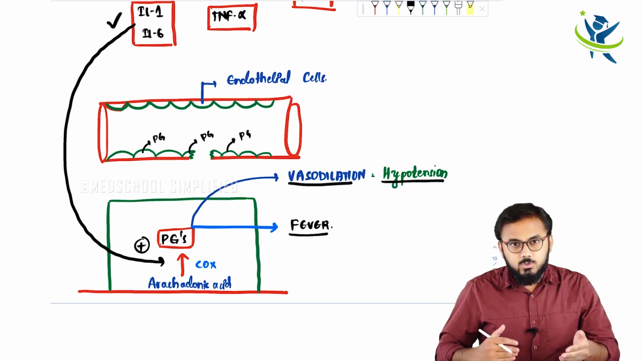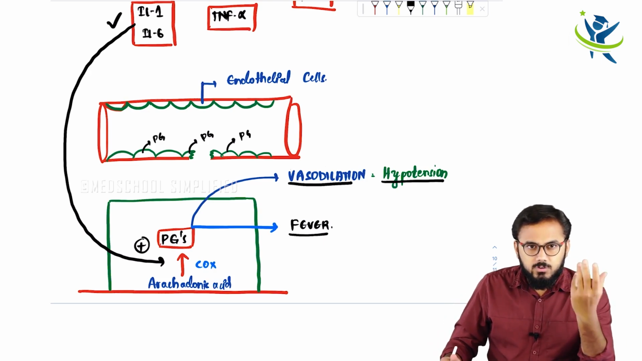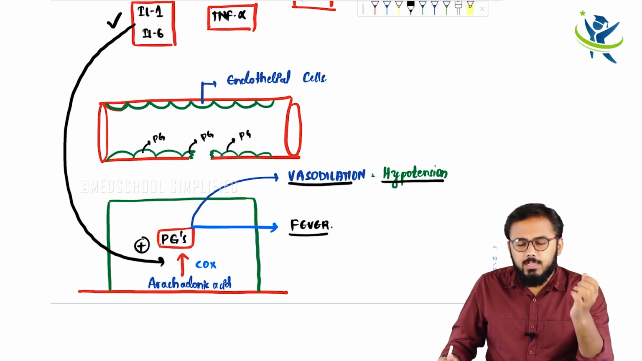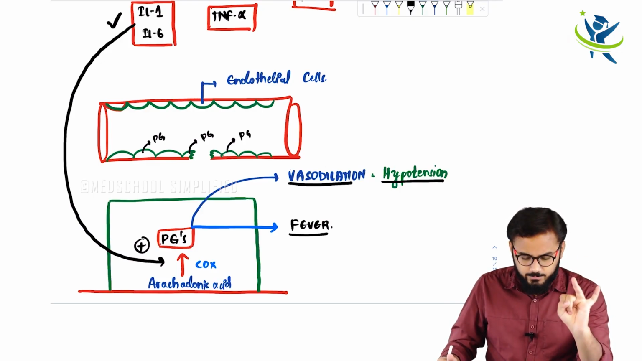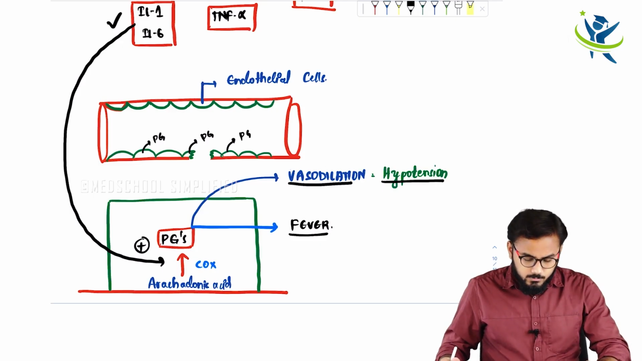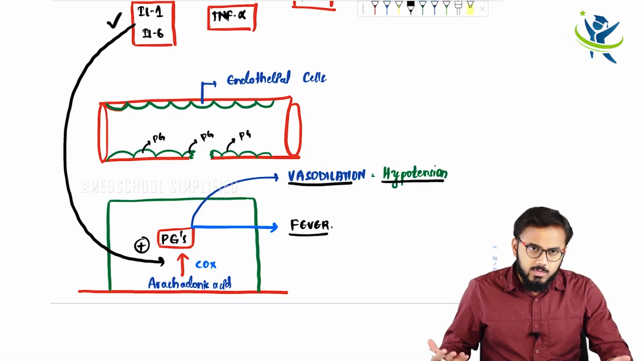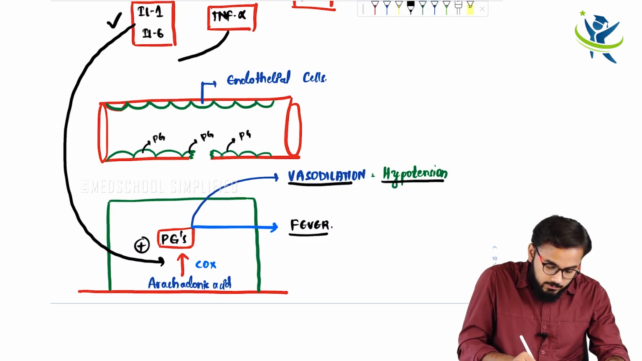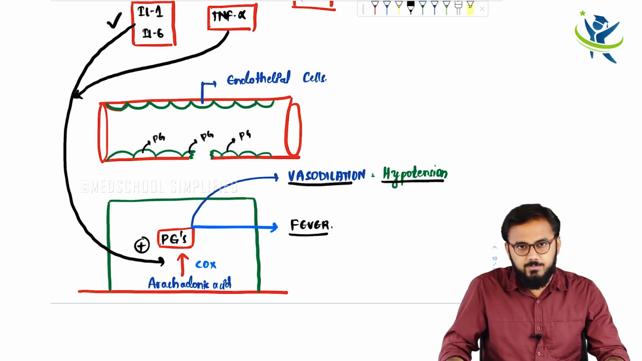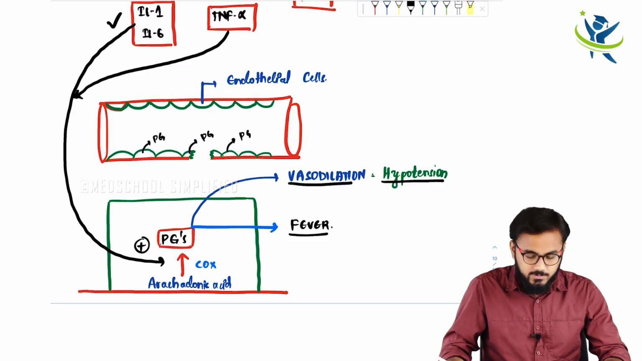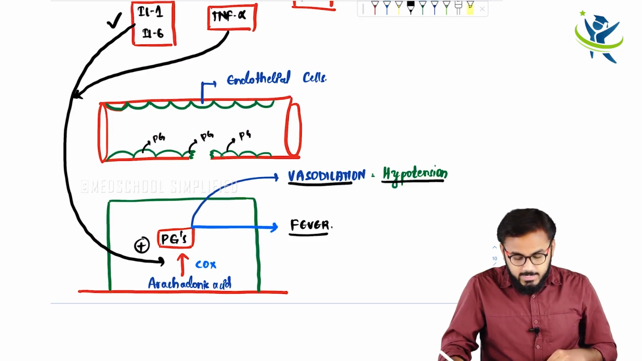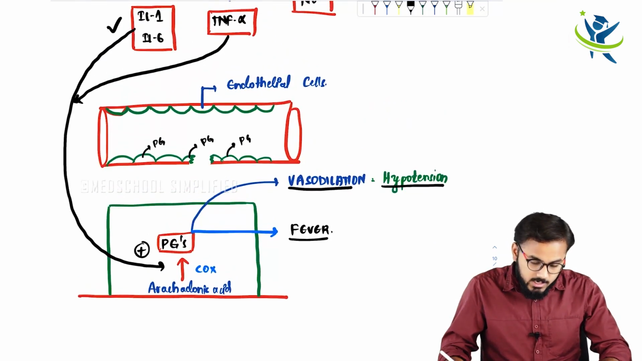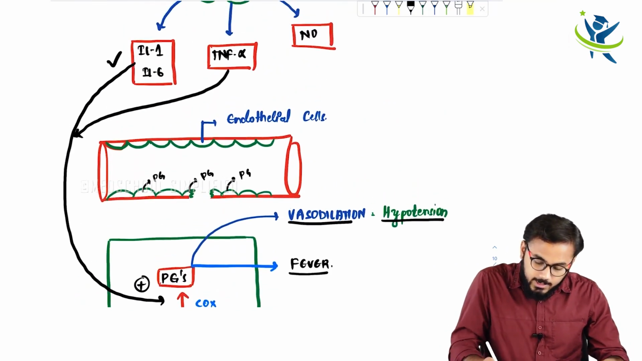Now instead of telling all this story, if I ask you a question, what is the function of interleukin 1 and interleukin 6, you have to tell they are responsible for hypotension and fever. Point number 2. Then what is TNF alpha? Tumor necrosis factor alpha. Even tumor necrosis factor alpha takes part in the same function. The second important thing is nitric oxide. Nitric oxide is responsible for hypotension.